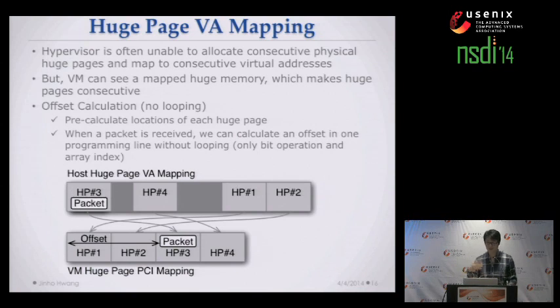How we did this is that instead of looping through these huge pages, we pre-calculated all the offsets beforehand. Then when a packet comes in, we calculate it instantly with just one line of code. That's how we avoid the looping, and then we had high performance in the memory mapping.